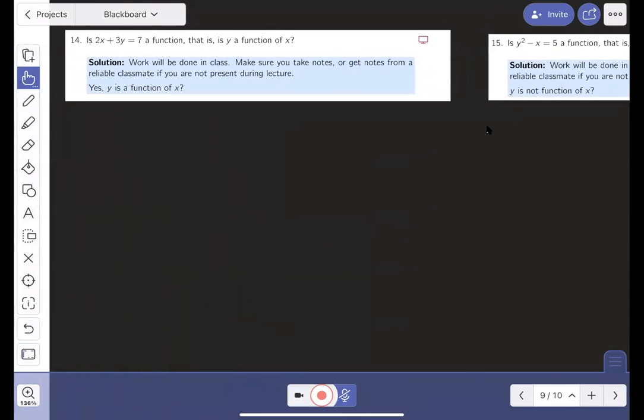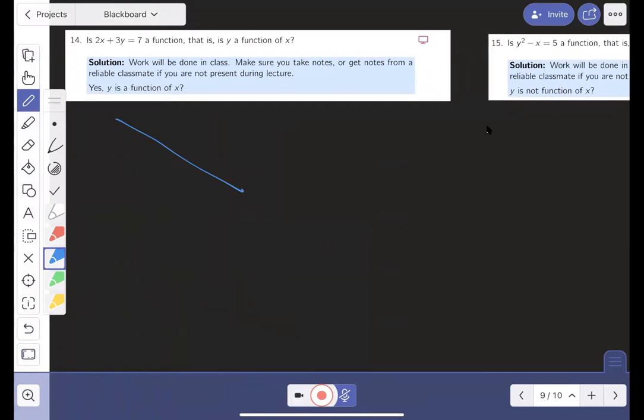So, you get 2x plus 3y equals 7. Is it a function? There's several ways of doing it. One, you could graph it out. If you graph this out, it's just simply a line, a line with negative slope. That certainly passes the vertical line test.